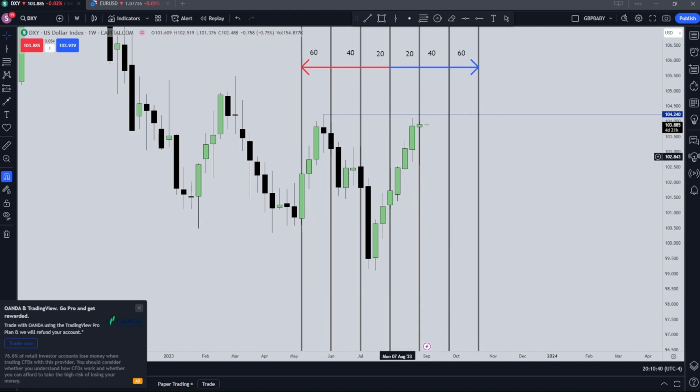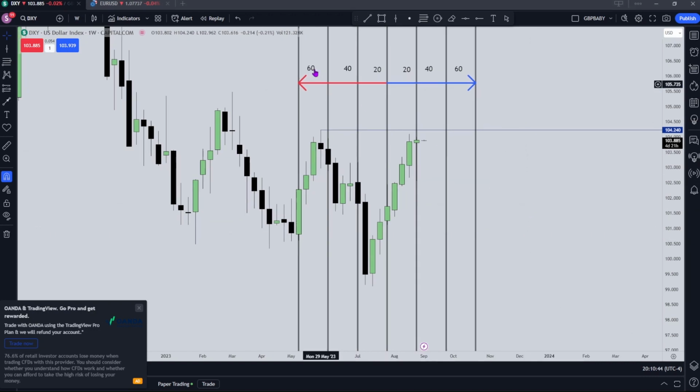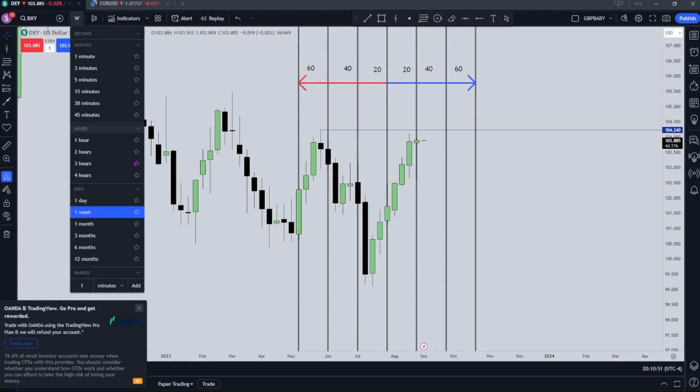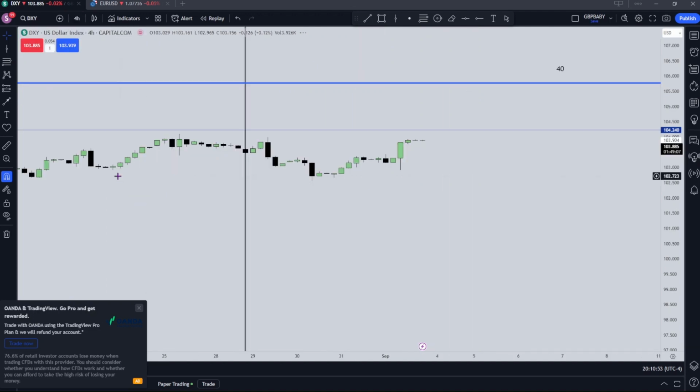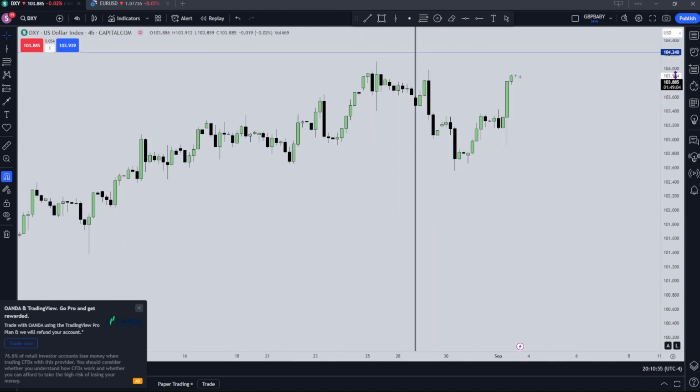It is the start of a new month. That means we're going to be looking at the IPDA data ranges. As you can see, I have them marked out: 20, 40 and 60-day look back period, 20, 40 and 60-day look forward period. But before we get into all of that, we're going to drop down to the 4 hour just so we can have a quick look at last week's price action.